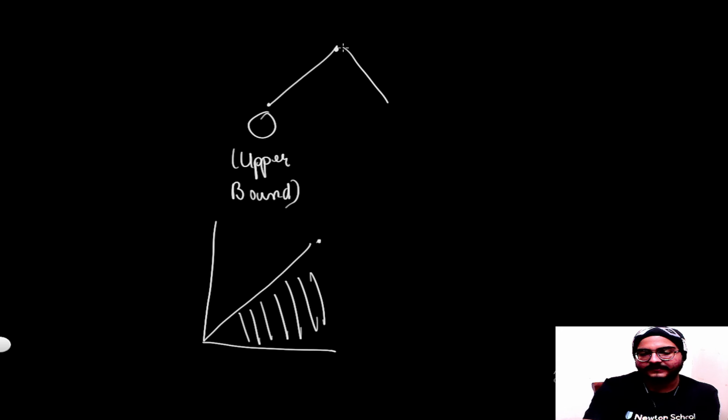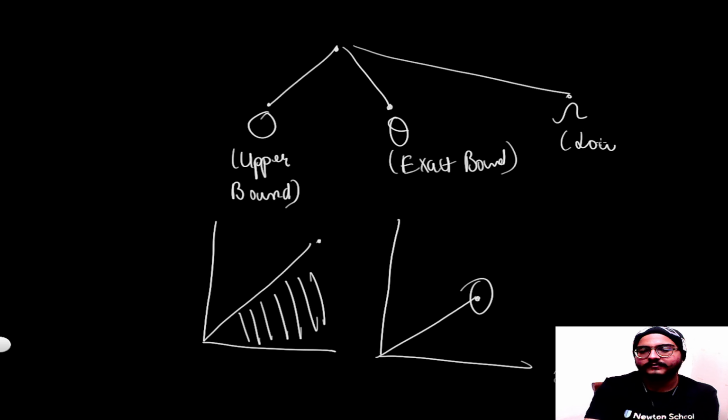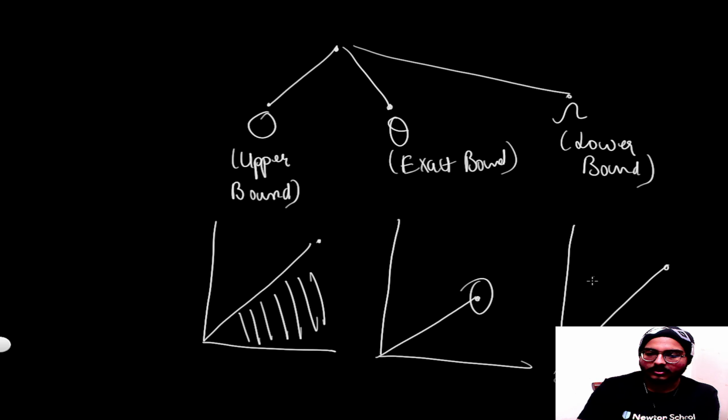If I say that my function is theta, it represents the exact bound of my function. It represents always the exact bound of my function. It means that my time complexity would be exactly this. If I say omega, it represents the lower bound of my function, and either my time complexity would be this or upper than this.